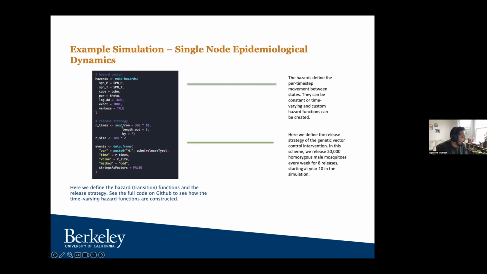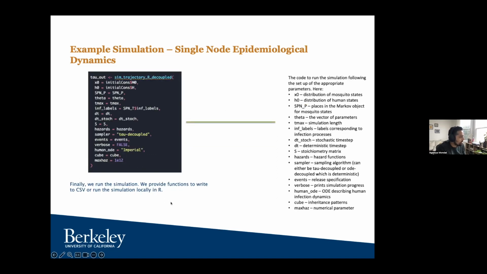And then finally, we just define the release strategy of the GeneDrive. So in this scheme, we're releasing 20,000 homozygote male mosquitoes every week for 8 releases starting at year 10 in the simulation. And you just need to create this events data frame, which basically has the type of release you want, and then at what time in the simulation you want it. And that's pretty much it.